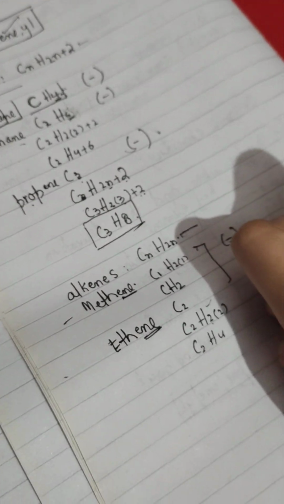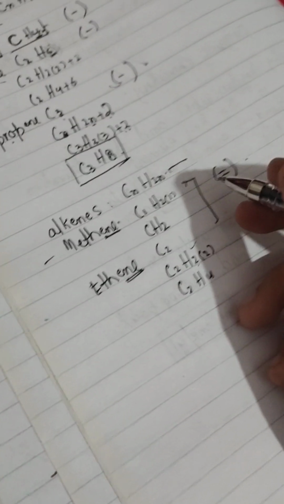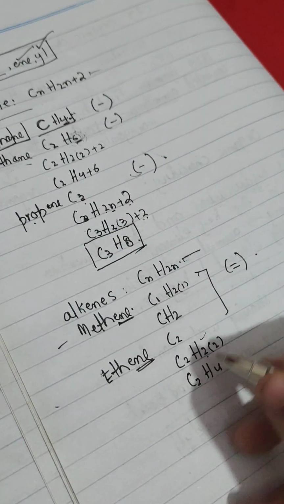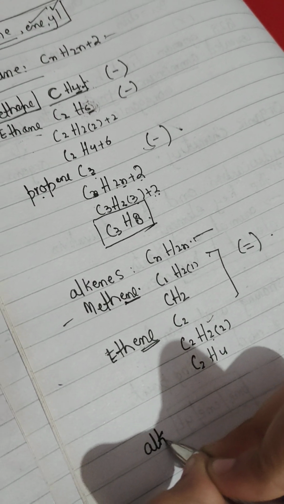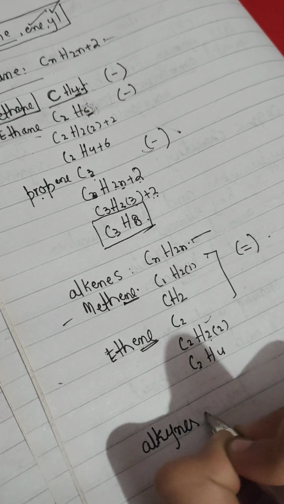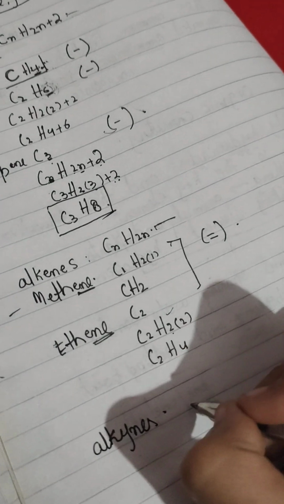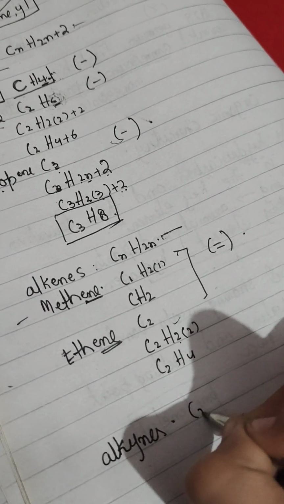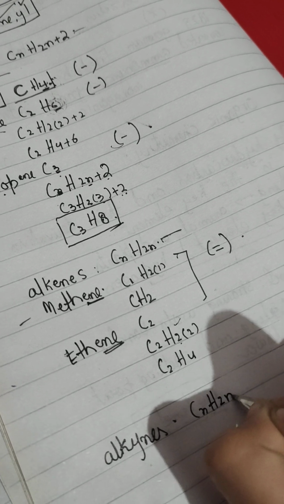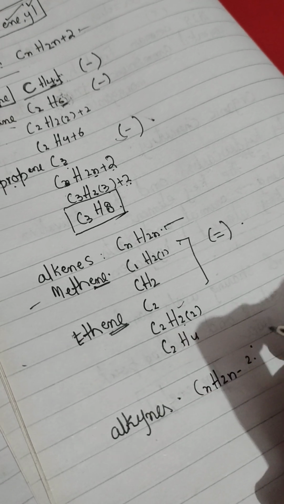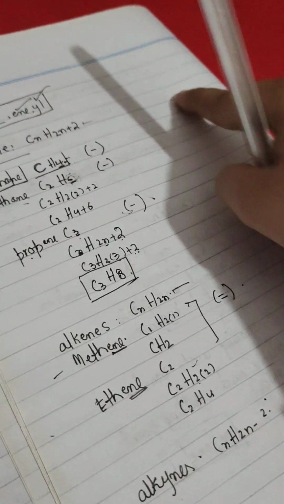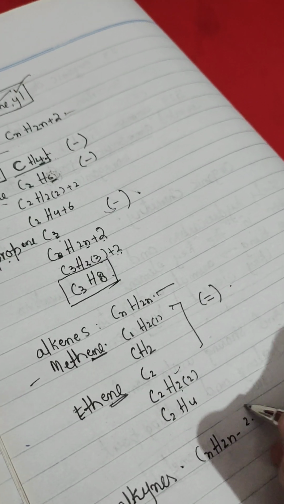Okay, they're double bonds. Now coming towards the next one, they are known as alkynes. Okay, alkynes. So the general formula of alkynes is CnH2n-2. You need to keep these formulas in your mind. I'll write them here at the end of the video.